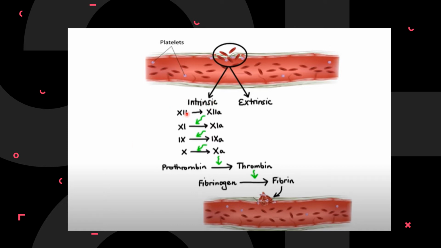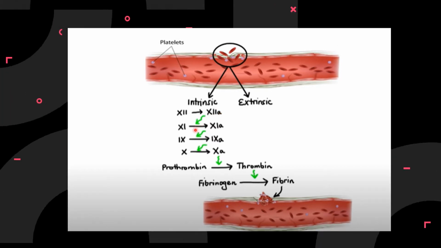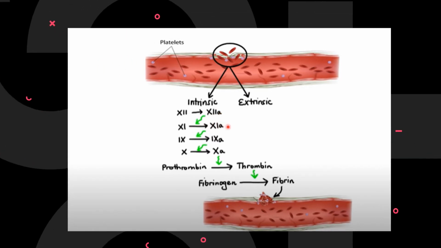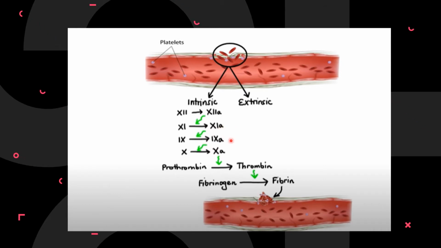It is activated by factor 12, which converts into 12A, the activated form, right? Then factor 12A activates a series of reactions in which factor 11 is converted into its activated form. 11A then converts 9 into activated 9A, and activated 9A converts factor 10 into its activated state. Then 10A catalyzes the conversion of prothrombin into thrombin, and finally thrombin converts fibrinogen into fibrin, which forms a mesh that strengthens the platelet plug. And in the next slide you will appreciate how the extrinsic pathway activates.